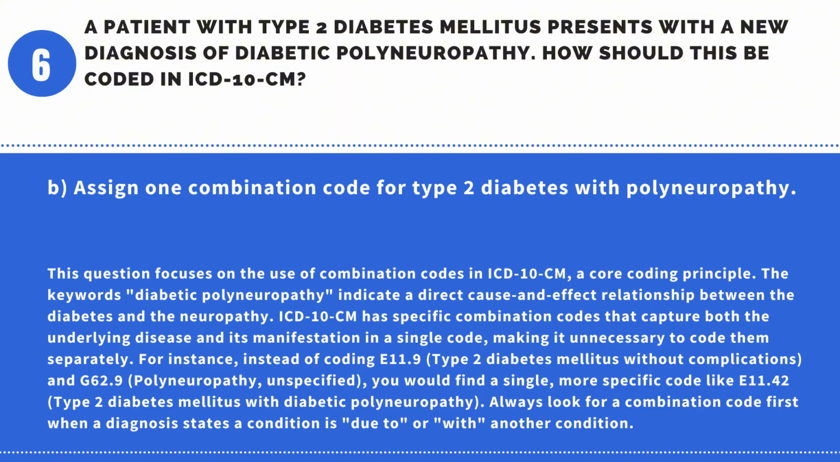For instance, instead of coding E11.9, type 2 diabetes mellitus without complications, and G62.9, polyneuropathy, unspecified, you would find a single, more specific code like E11.42, type 2 diabetes mellitus with diabetic polyneuropathy. Always look for a combination code first when a diagnosis states a condition is due to or with another condition.